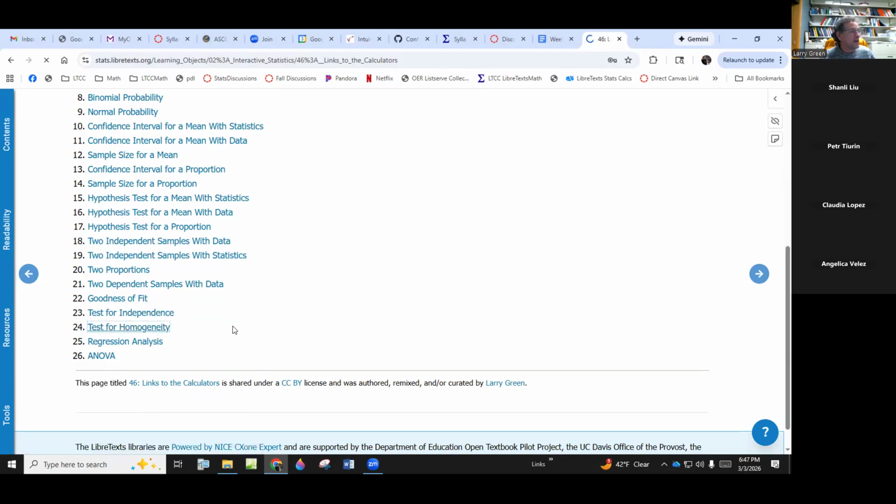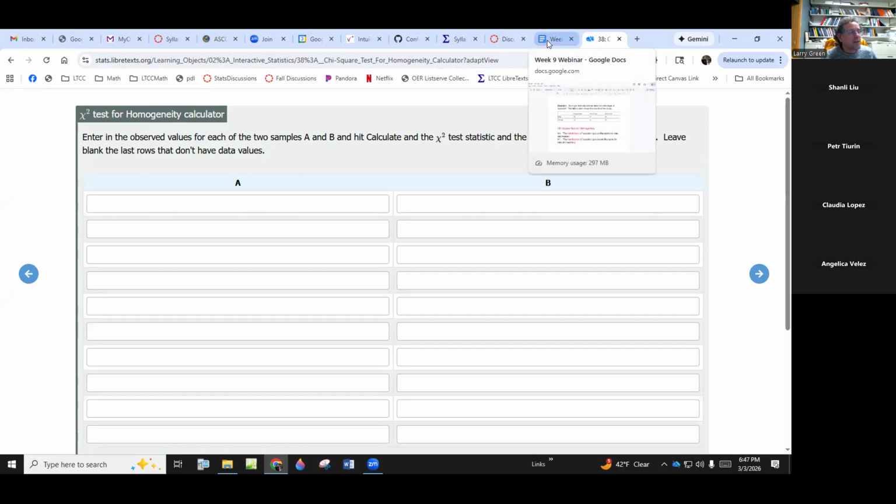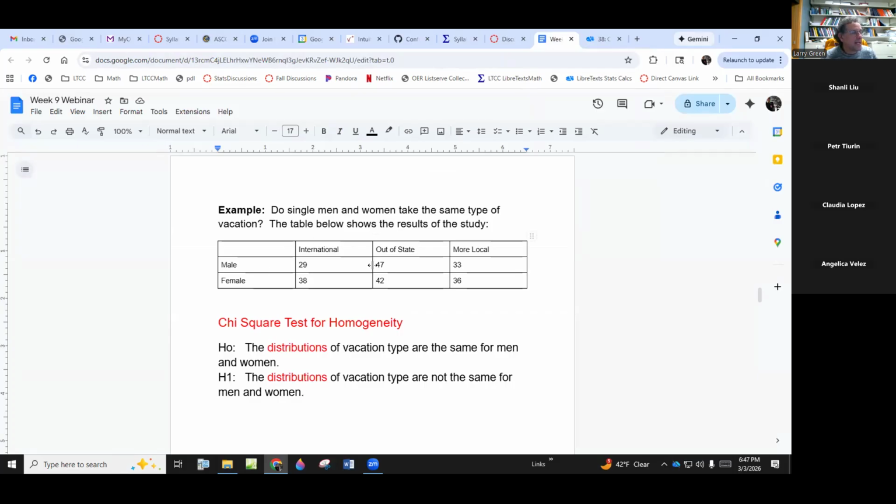So I'm going to use the test for homogeneity. And here it says enter the observed values for each of the 2 samples, A and B, and click calculate. And the chi-squared test statistic and p-value will be calculated for you. Leave blank the last rows that don't have data values. So now we had 29, 47, 33.